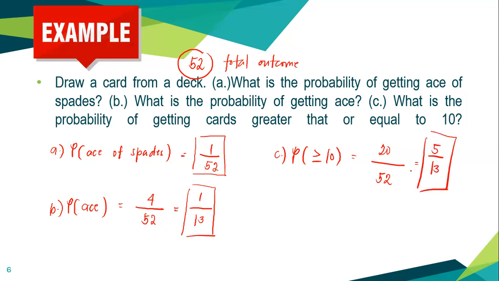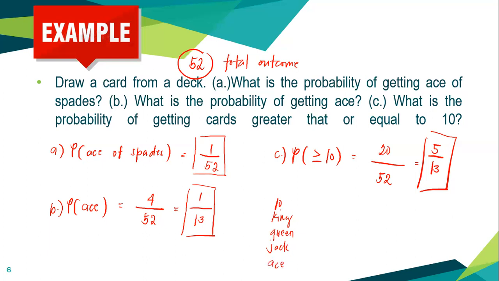Pero saan ba galing si 20? Paano nakuha si 20? Ang sabi, greater than or equal to 10. So yung 10, isasama na natin dyan kasi equal to 10. Ano pa ang value ay greater than 10? We have king. We have queen. We have jack. And we have another. Meron pa ba? We have ace.